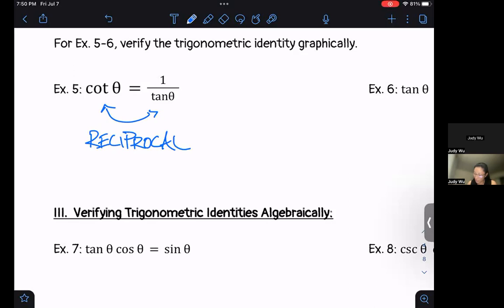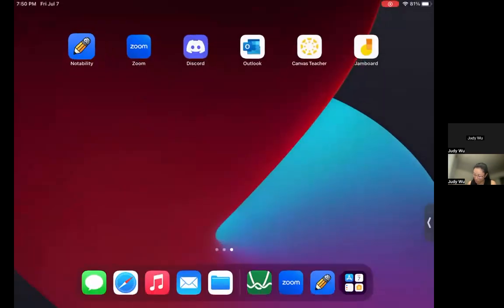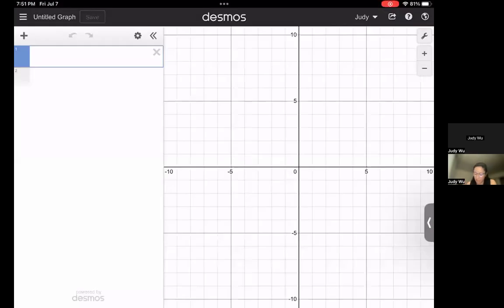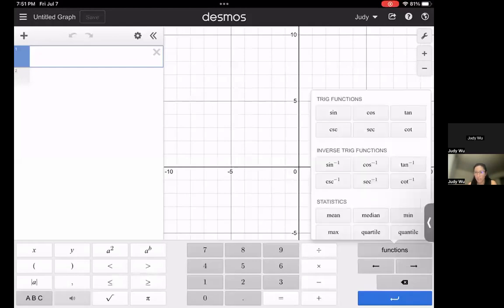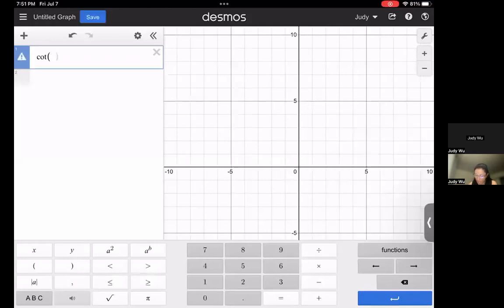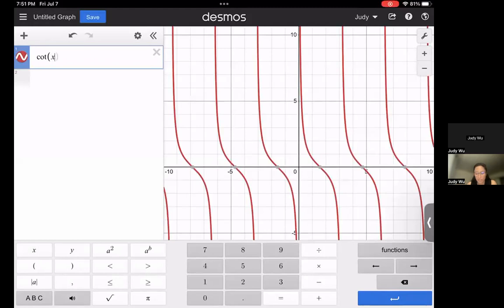So I'm going to go ahead and change screens. Go to Desmos. And I'm going to type in a function. So the first thing I'm going to type in is cotangent. But I don't need to use the keyboard. I can actually just go over to the button where it says functions and push that. And I see the COT, cotangent, and I'm just going to use X. I don't need to use theta, okay? Now this is what the graph of cotangent looks like. And now I'm going to hit enter.